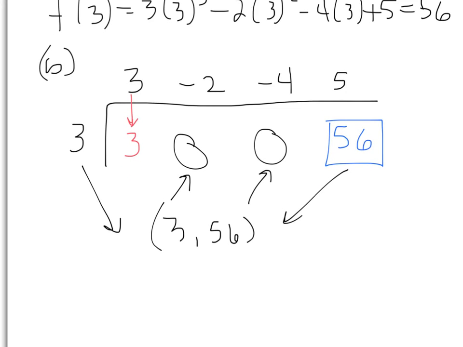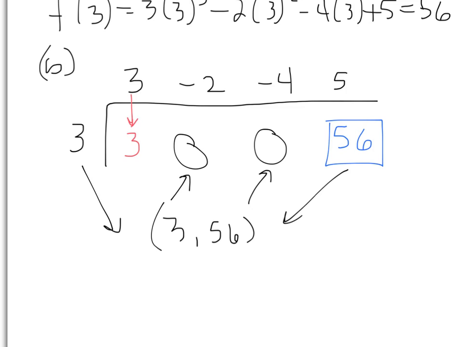It's kind of useful to use this method when you're trying to come up with a list of values and you don't have a calculator for it. It's a lot easier, the math involved. Remember part A, you had to do 3 times 3 cubed. So that was 27 times 3 is 81. Then you have to subtract 2 times 3 squared, etc. If those numbers get any bigger, it gets really messy.